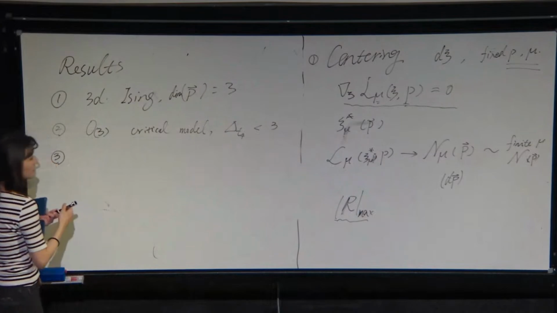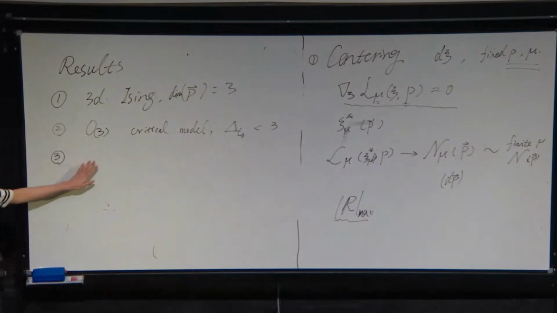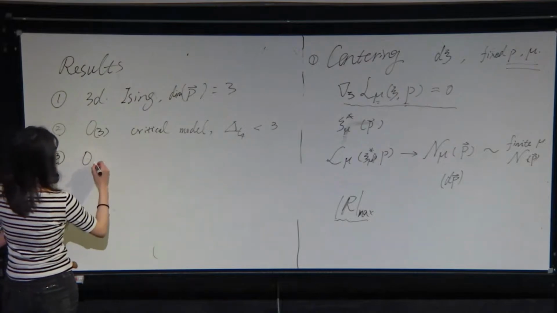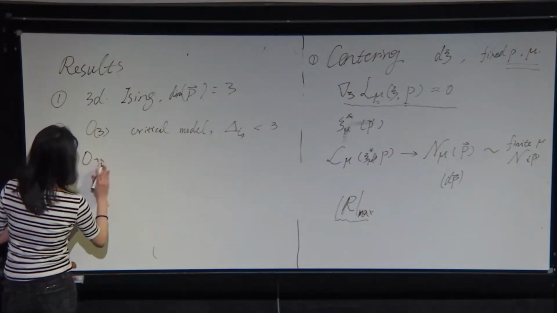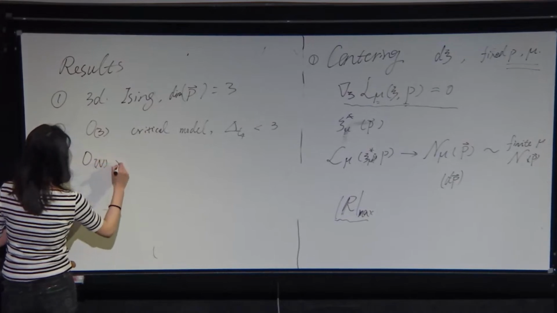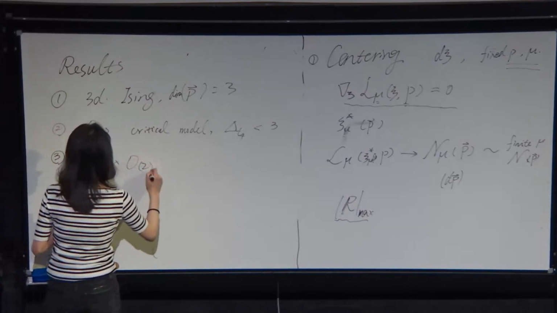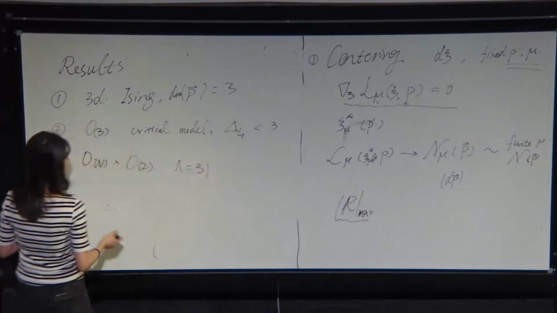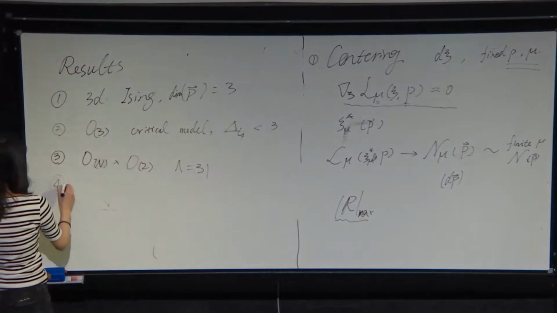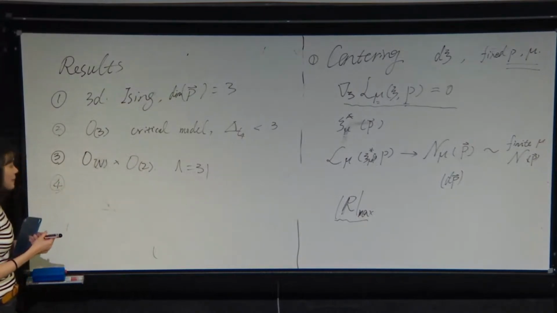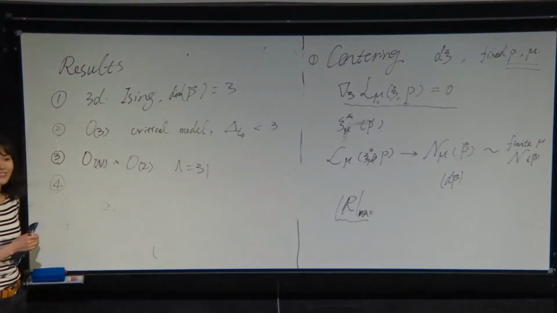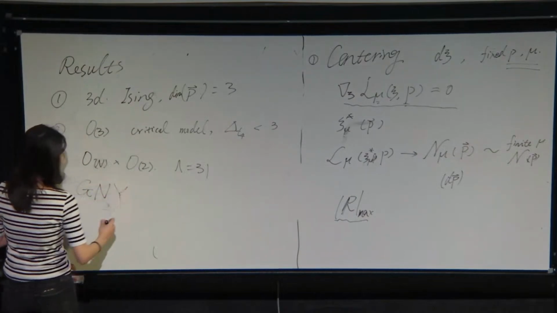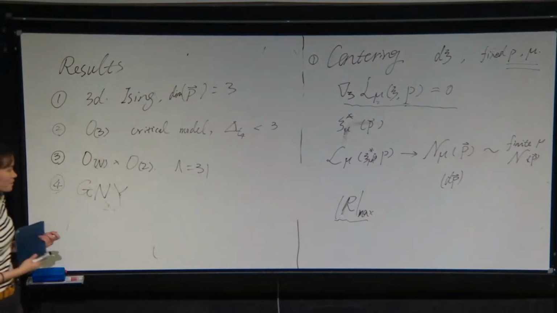So Martin and Benoit, who talked last week, are testing the new algorithms on their O(N) cross O(2) model, and I think they went up to derivative order lambda equals 31. And finally, Matt, who was also in the audience, I hope, is testing the new algorithm on the GNY model.